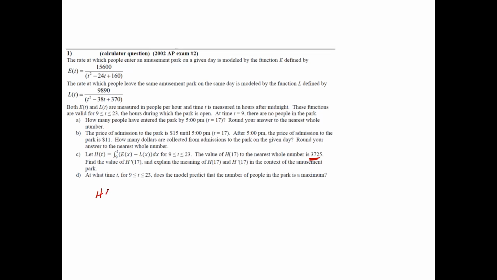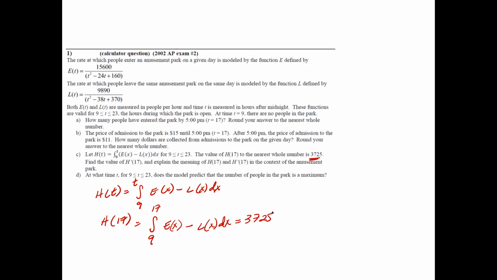So with this one, your h of t is the integral from 9 to t of people entering minus people leaving, dx, okay? Your h of 17 is equal to, starting at 9 o'clock in the morning, ending at 17 or 5 p.m., the integral of e of x minus L of x dx, which is equal to 3725. So this means 3,725 people are in the park at 5 p.m. since they open at 9 a.m.